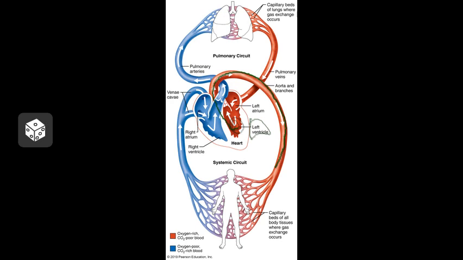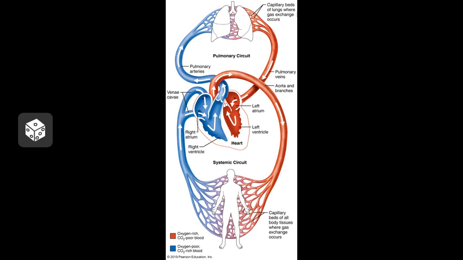Eventually, they will branch into billions of capillary beds, and this is where the body tissues receive their oxygen, their nutrients, and they will get rid of carbon dioxide and waste products. At that point in time, that capillary is going to drain into veins, eventually into the vena cava, which return the blood to the right atrium. And so the systemic circuit runs from the left ventricle to the tissues to the right atrium.